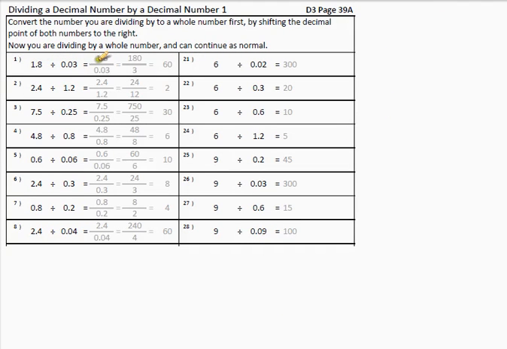There you go, there's your answers. I tried to show you there how I change those numbers to make it easier for you to understand and learn. Okay, pause your video and check your answers.